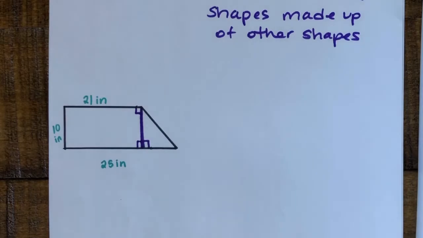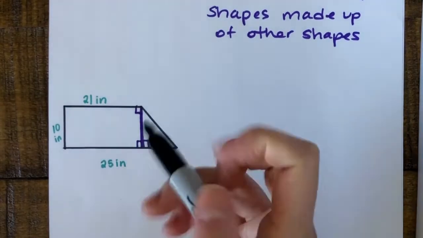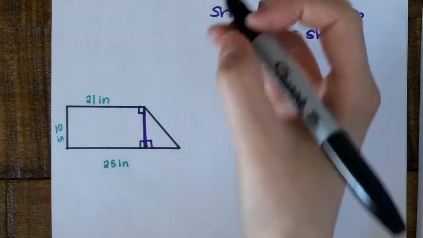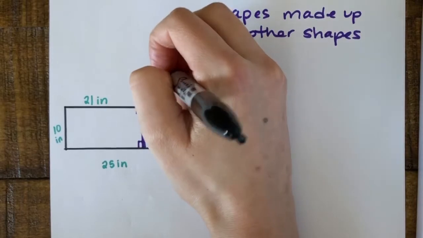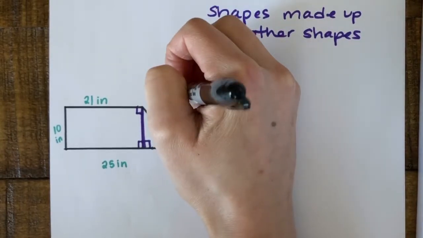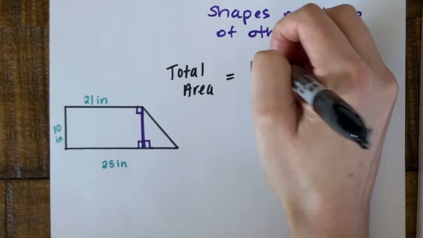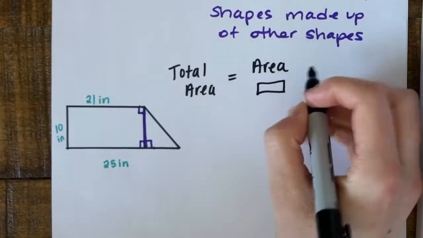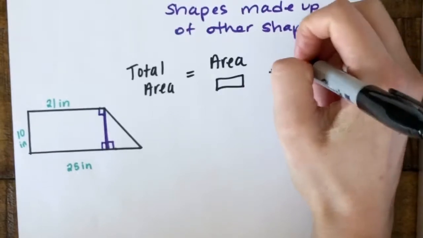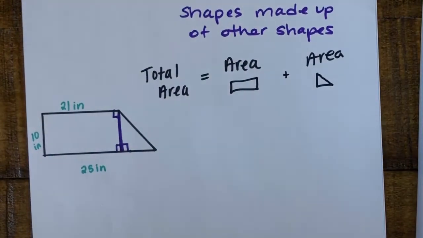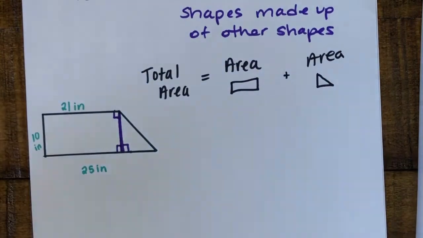So now I know my total area of this shape is gonna be made up of the area of the rectangle and the area of the triangle added together. So my total area will be area rectangle plus area triangle. And so my job is going to be to find the area of both things.